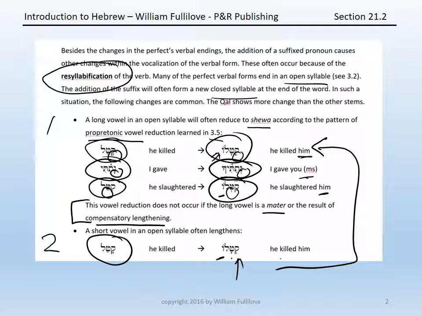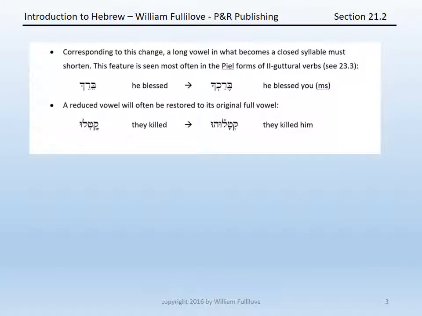Third, in correspondence to this change, if a long vowel, which was previously in an open syllable, finds itself in a syllable that has now been closed, that long vowel must shorten according to the rules of Hebrew pronunciation. You will most often see this in plural forms of what we call second guttural verbs. We'll discuss those in chapter 23.